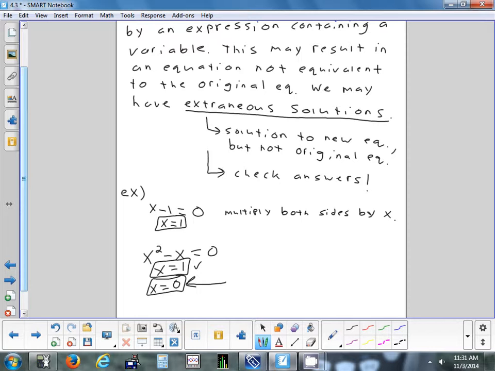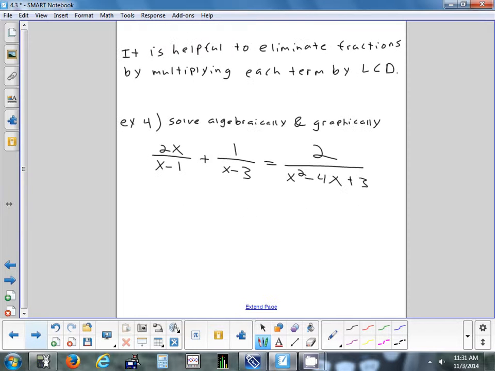All right, so let's look at this problem. So I want to try to solve this. We'll do it two ways. We'll do it algebraically, then we'll do it graphically. And the goal this time is going to be to eliminate the fractions. I don't even want to find a common denominator. I want to get rid of the denominators.